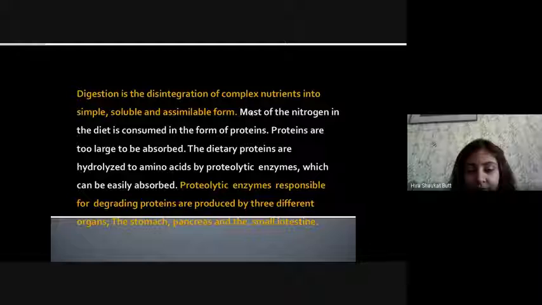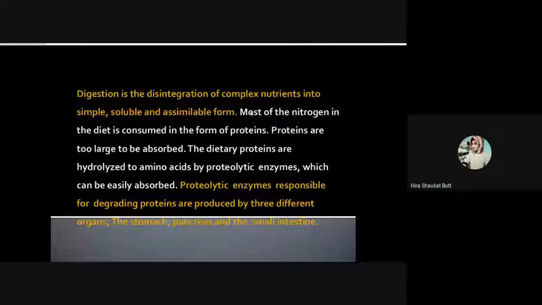reaction. And when this condensation reaction takes place, two amino acids combine and water molecule is released, and it is to break down these peptide bonds through their action.